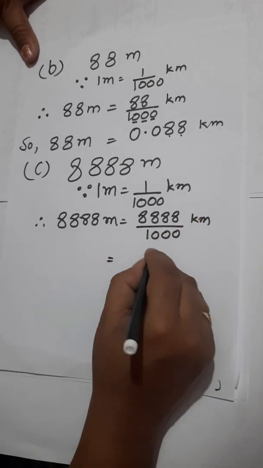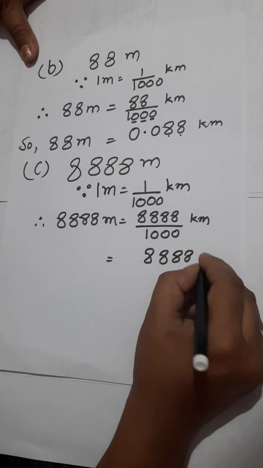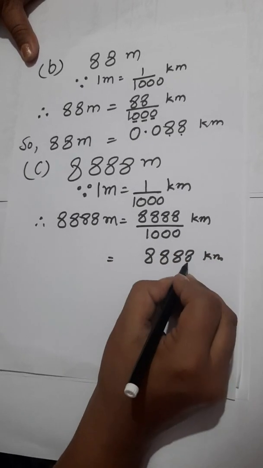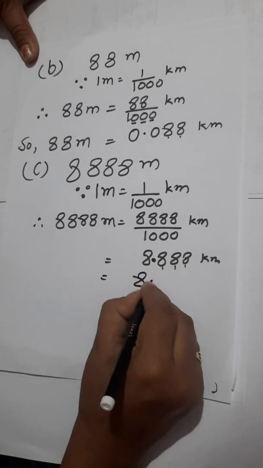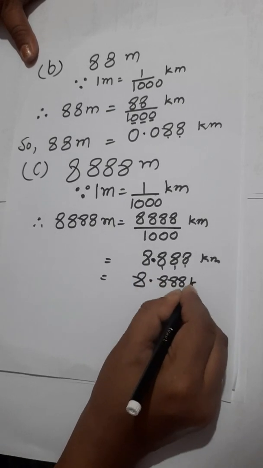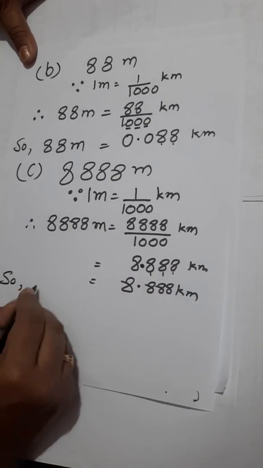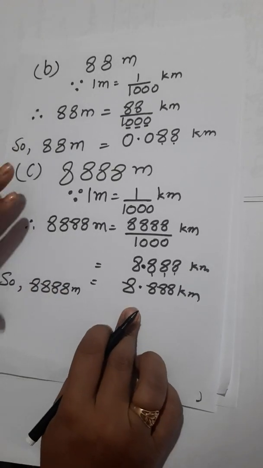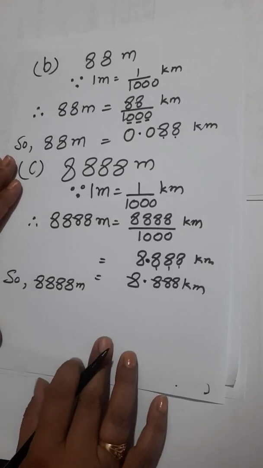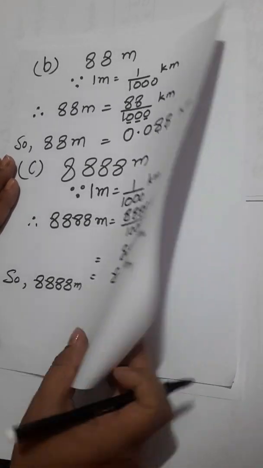So here as per the rule, write the numerator first and you have to put a decimal, so count from the right, 1 2 3, put decimal. So your answer is 8.888 kilometer. So 8,888 meter is 8.888 kilometer. Now next we have D part.